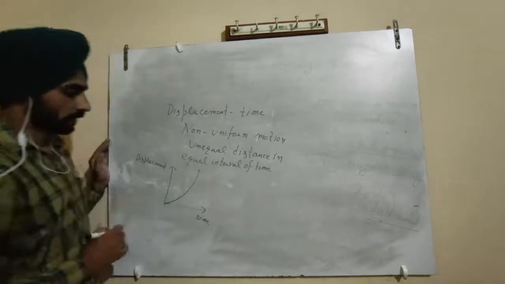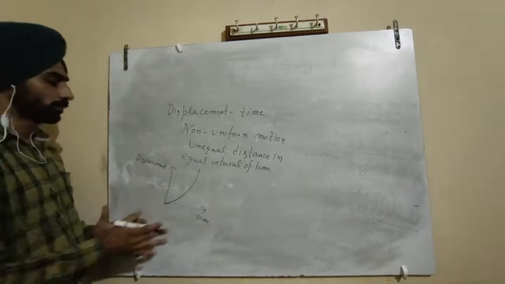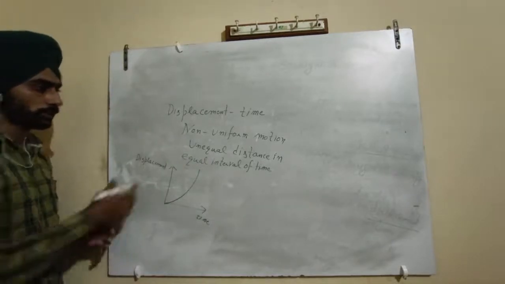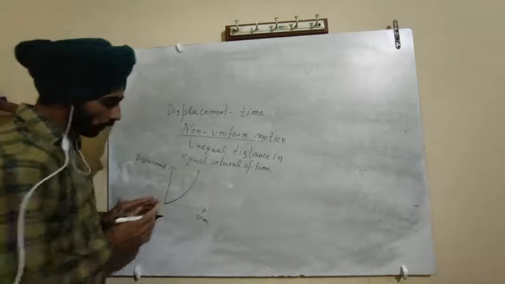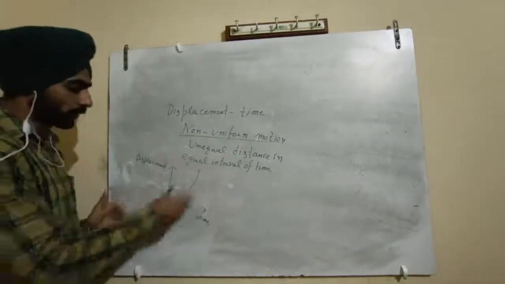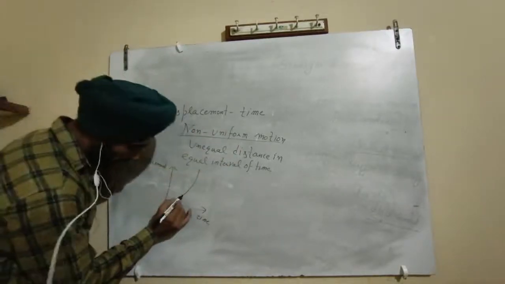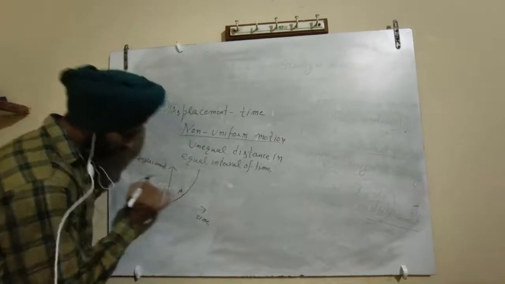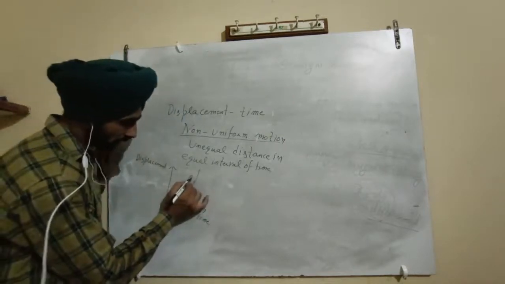Suppose this is the displacement time graph for non-uniform motion, because it's not a uniform motion. We are not going to get a straight line. We are going to get a curved line. Suppose here A is there and here B is there.